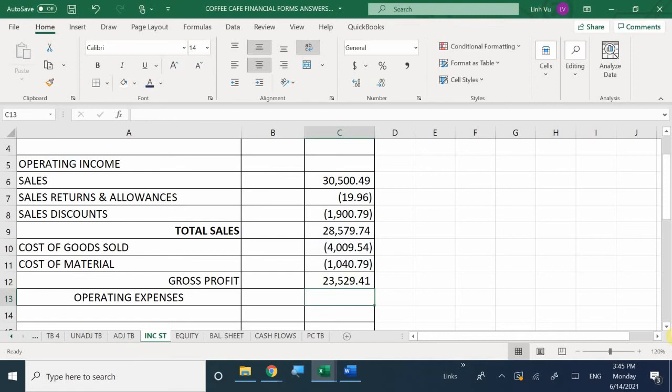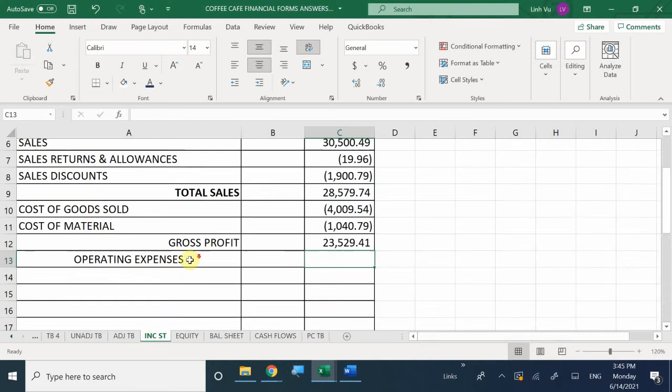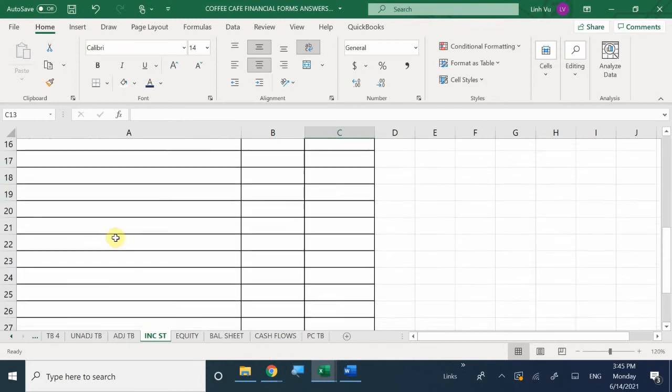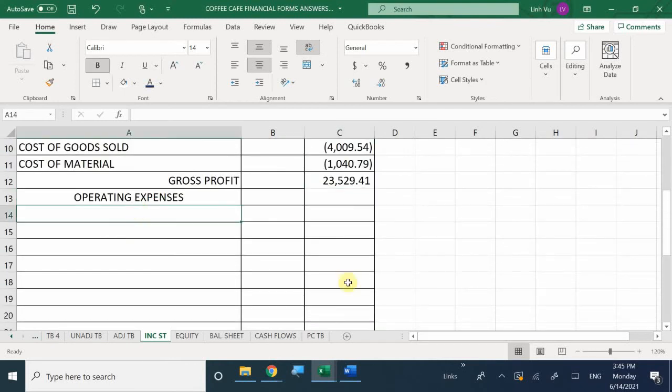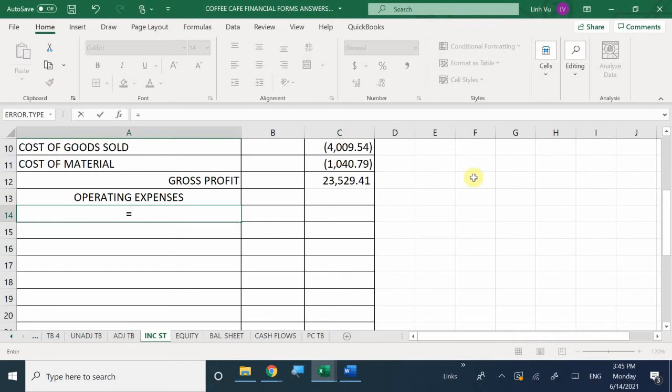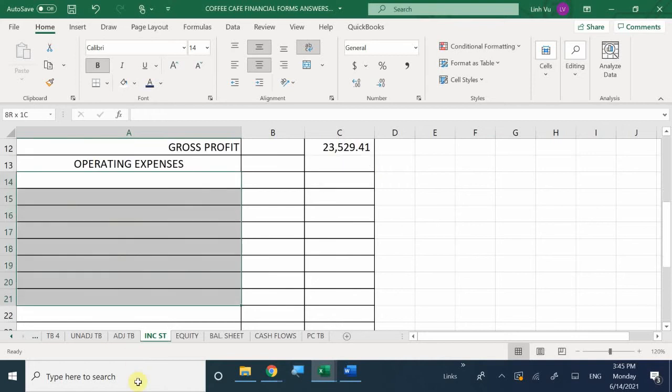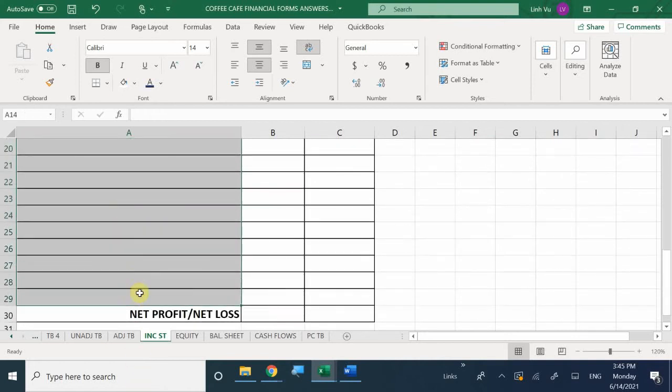Okay, now we need to counter them against all of the expenses that we had to incur for operating our business. Okay, so starting one at a time, right? We're going to go ahead and take a look at our adjusted trial balance, because there we calculated all of the main accounts that it took for us to run our business.